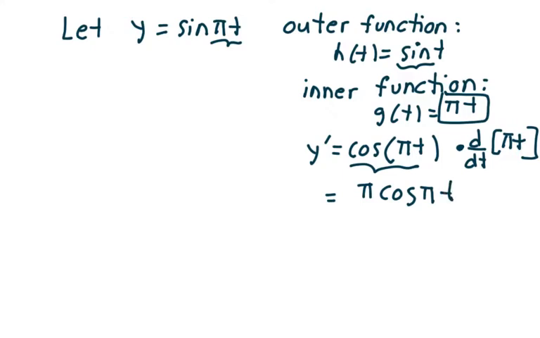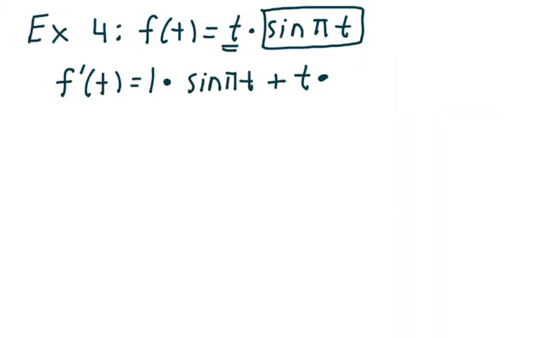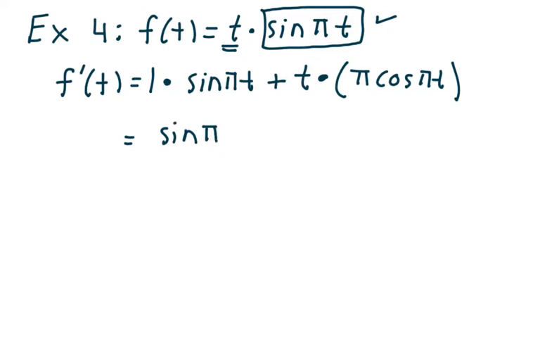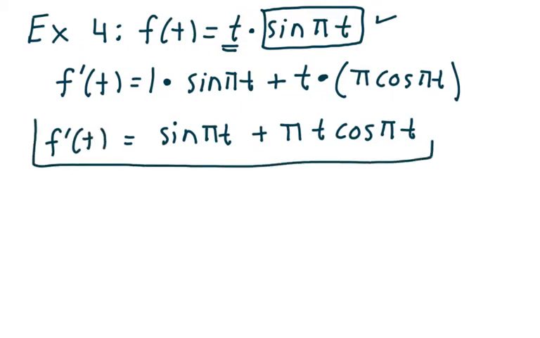And so I'm going to take that derivative and transfer it over here. So we just determined that the derivative of sine pi t is pi cosine pi t. And so if I just rewrite this a little bit, f prime of t is sine pi t plus pi t cosine pi t. So that right there is the derivative. So this is a combination of the product rule and chain rule.